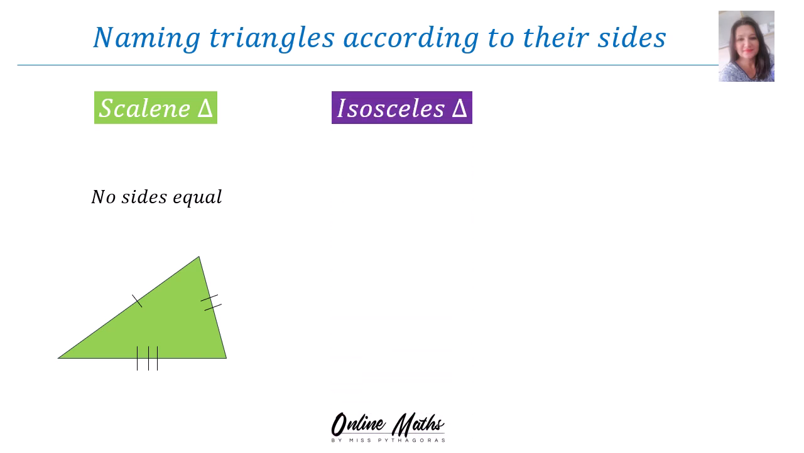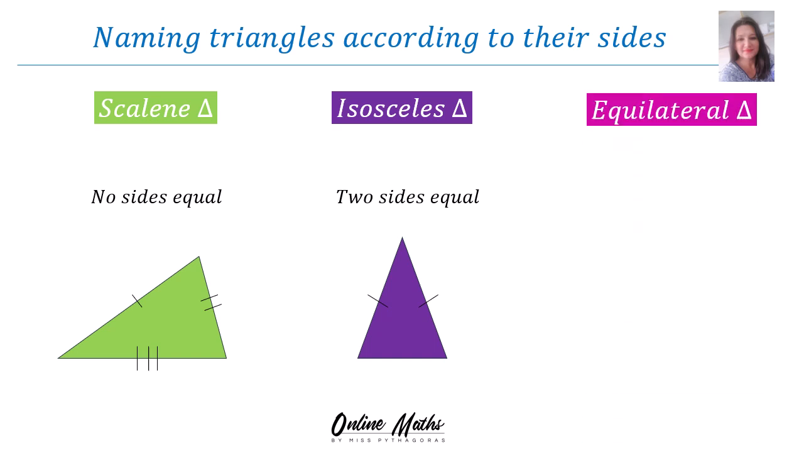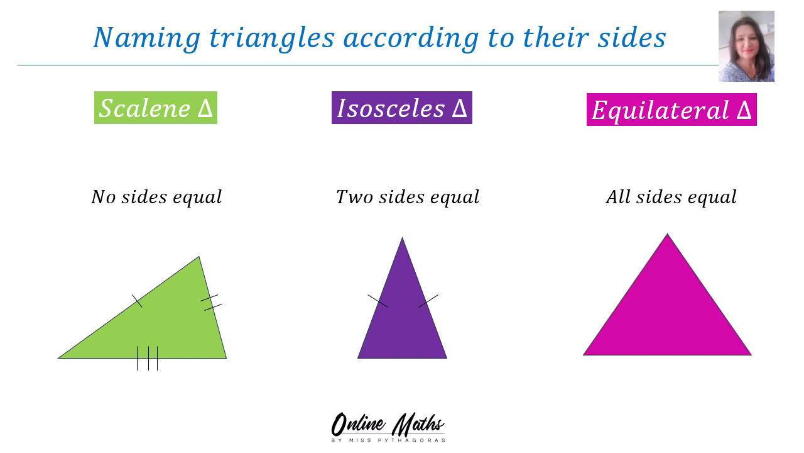Then we get an isosceles triangle. This is now where two sides are equal. And there's your isosceles triangle, with the stripes indicating the two sides are equal. And then the last triangle is our equilateral triangle. In an equilateral triangle, all sides are equal. Therefore, we have our triangle, and it's very clear all three sides are equal.